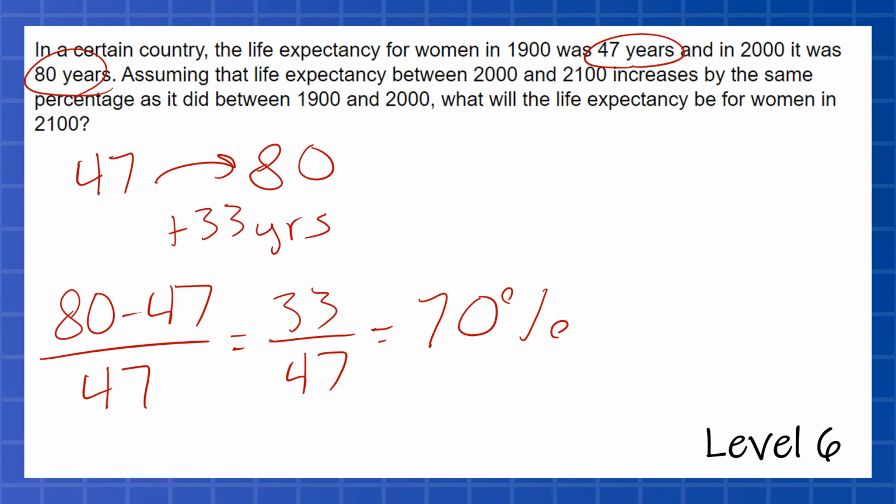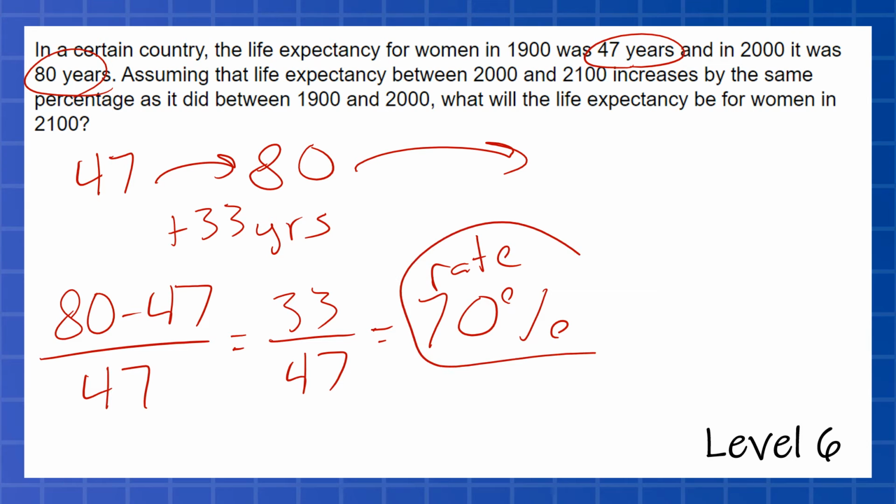Okay. Now here's the catch. If it says it's going to keep increasing for another 100 years, if it keeps increasing at the same rate, does that mean it's going up the same number of years? Does it go up 33? Well, no, because it's not going up by 33 years each time. It's going up at the rate of 70%.